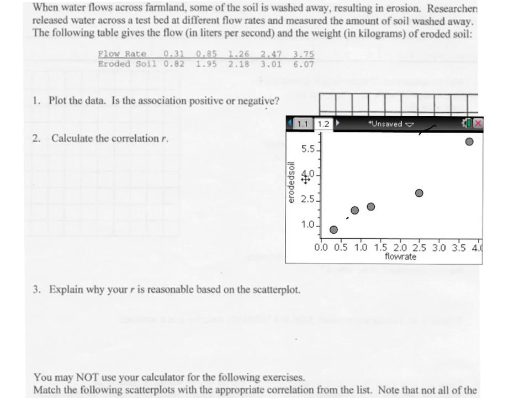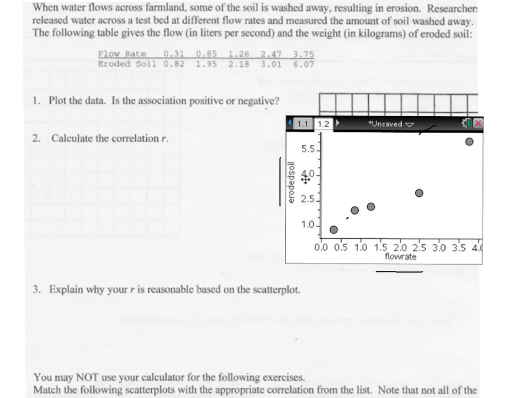So I went ahead and used the TI Nspire to plot my data as two different lists, one for flow rate, one for eroded soil, and I had to determine which one was my explanatory variable and which one was my response variable to put the correct variables on the correct axes in the calculator. And since flow rate does explain how much soil is eroded, flow rate is my explanatory variable and eroded soil is my response variable. So I went ahead and plotted the data.